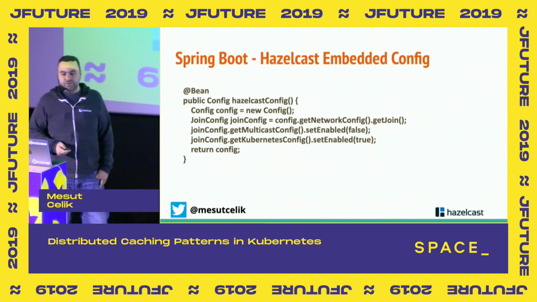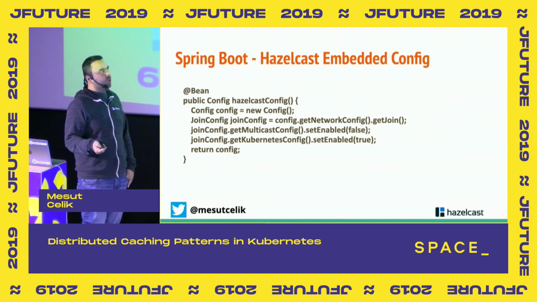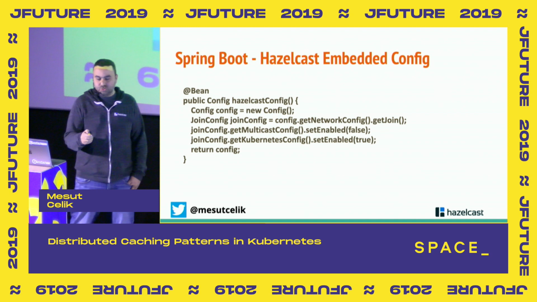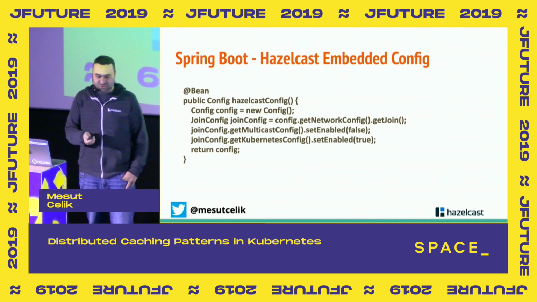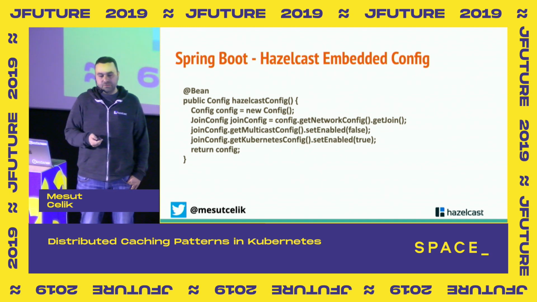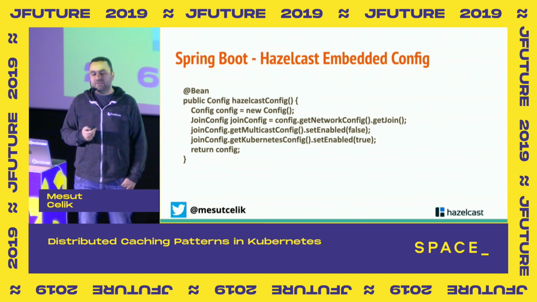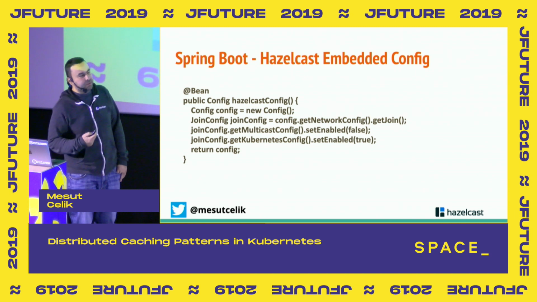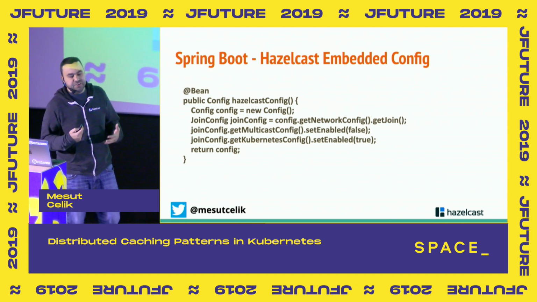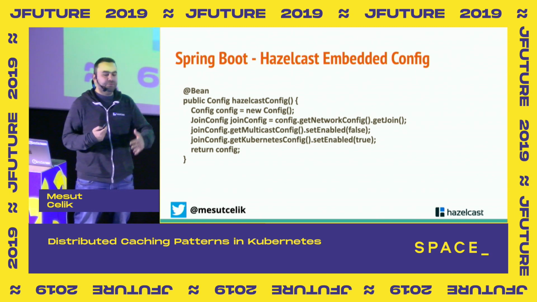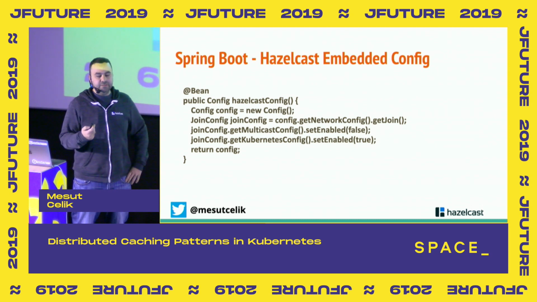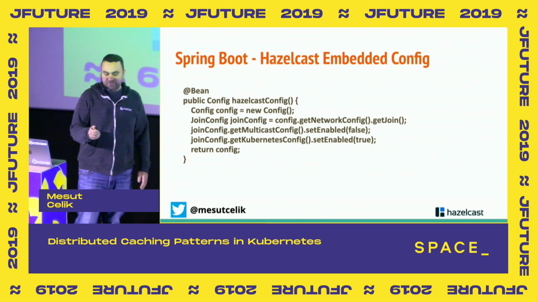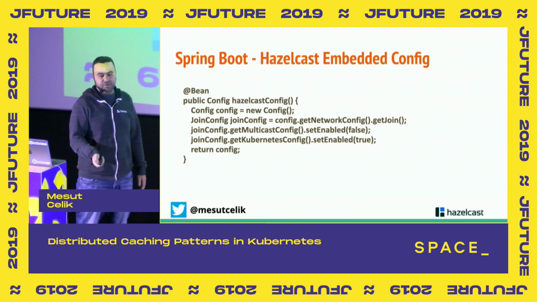Okay, so I just put some code before the slides. So don't do it all the time because it can go wrong. So this is how you can use Hazelcast embedded mode in a Spring Boot application. Spring Boot has very native integration with Hazelcast. So if you define such a bean, then your Hazelcast instance will be initialized by default. So this is the embedded version in a Kubernetes environment.